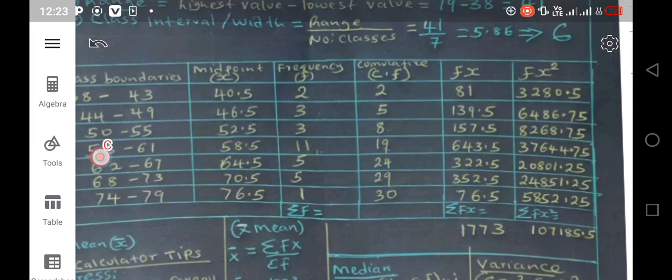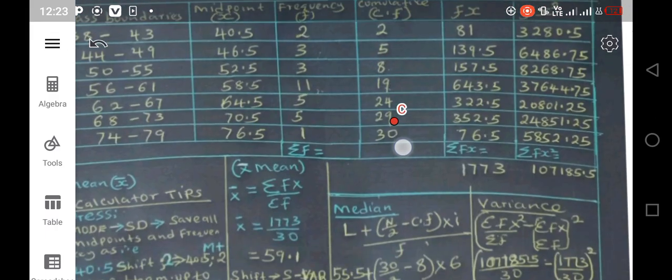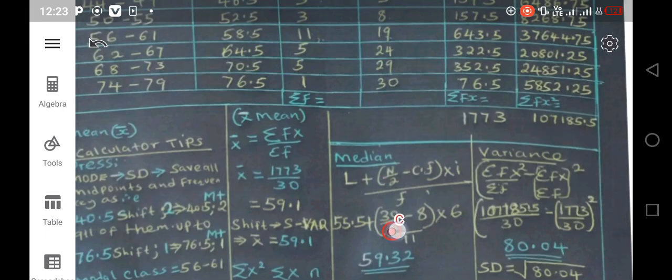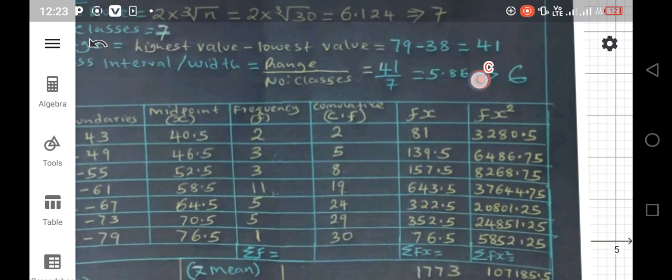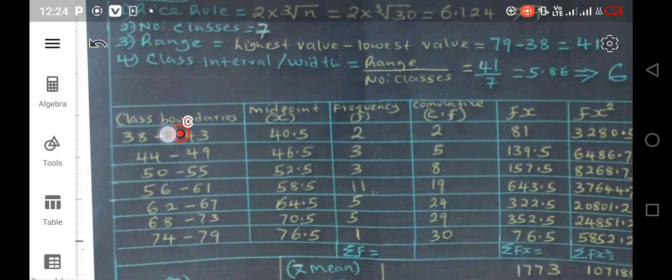Now, 15 was here. We used 55.5 as the lower class limit plus, and then we said 30 divided by 2, 15, minus 8. This 8. 30 over 2 minus 8 over where the 15, that number, lies, times 6. This 6 we just got from the class interval or width, which is here. It can also be gotten by saying the lower class limit is 73.5 and the upper class limit is 79.5. Whenever you do subtraction, you're going to get 6.